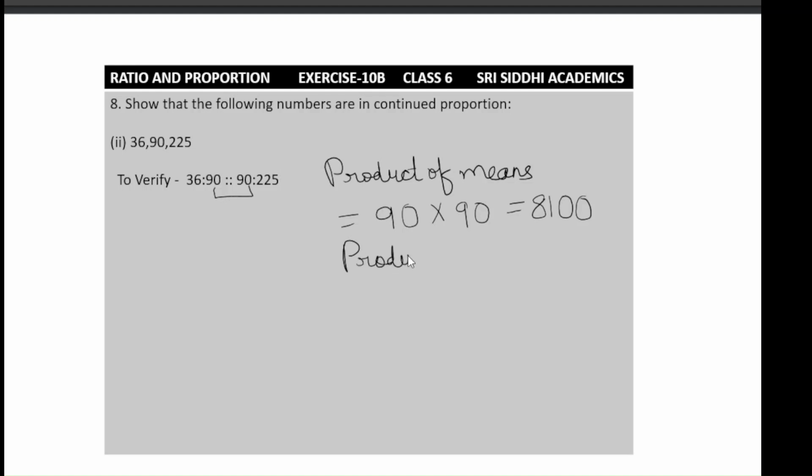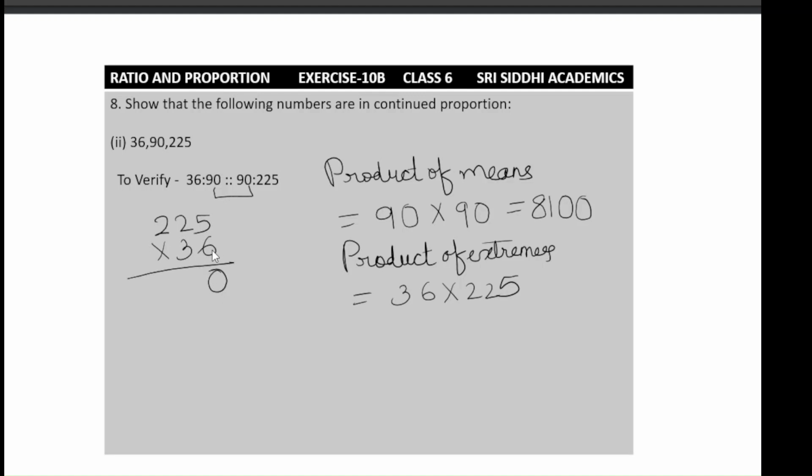Now let's do the same thing for extremes. Product of extremes we need to find out. Here what are the extremes? What are the numbers here? 36 multiplied by 225. You can rearrange or you can do simple multiplication like this. 225 multiplied by 36. 6 5s are 30. 3 got carried over, 6 2s are 12, 12 plus 3 is 15, 1 got carried over, 6 2s are 12, 13. Now I put a 0 here in the ones place, 3 5s are 15, 3 2s are 6, 1 had got carried over, so 6 plus 1 is 7, then 3 2s are 6.